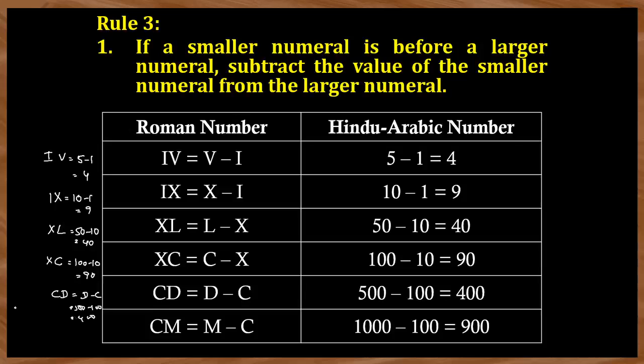You should not write 400 like this, C, C, C, C. This is wrong. You should not write more than 3 times C. That's why you have to subtract C from D to get the 400. To write the 900 also, observe here: this is 4, 9, 40, 90, 400 and 900. You have to use the subtraction rule to write the 4s and 9s, like in 1s, 10s and 100s. You should use this subtraction rule to write the 4s and 9s only. Observe here, this rule is used here only. So this is the third rule.